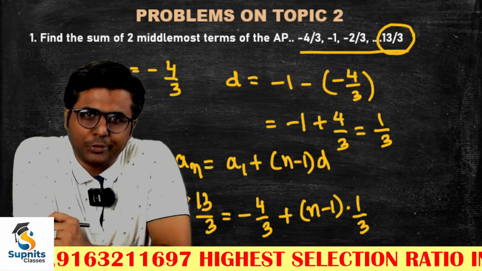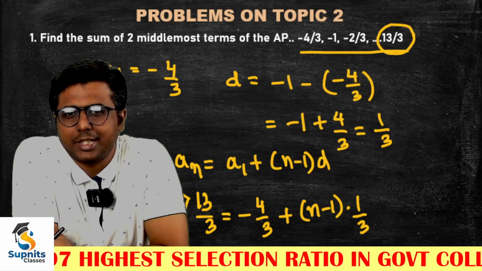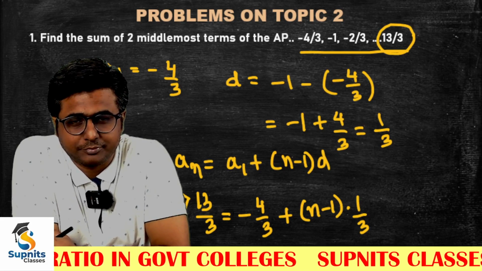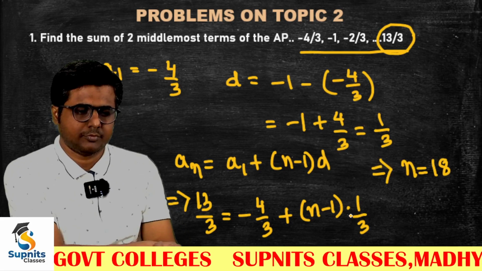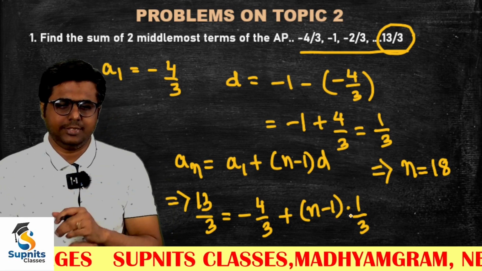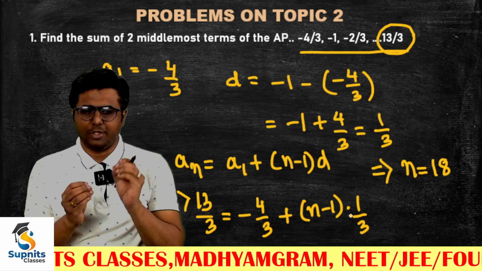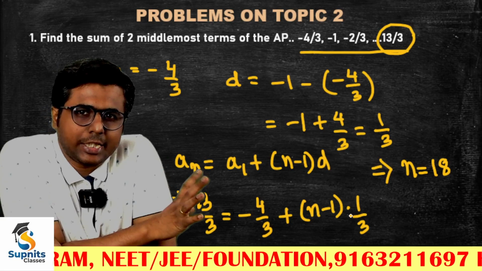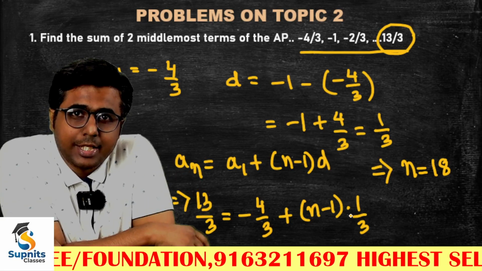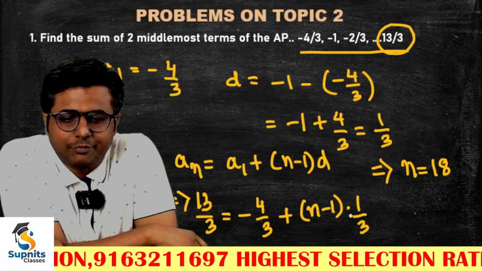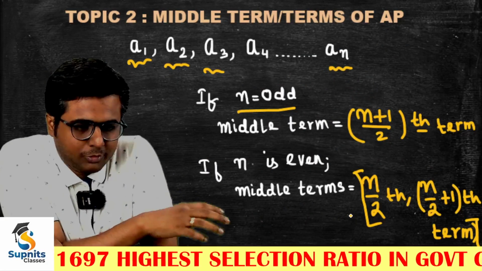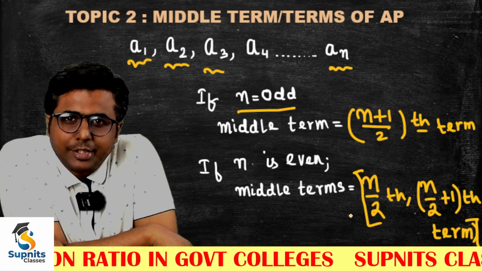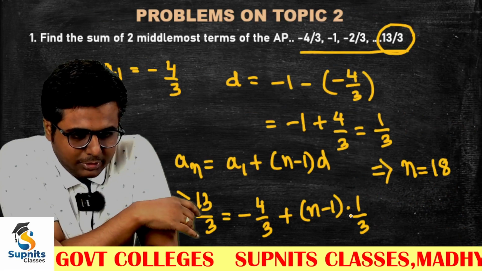Why don't you pause the video for a few moments and try it by yourself and then check my answer. I think that will be better. Guys, have you hit the target? If you have hit the target, everything is alright, n is equal to 18. And as the number has come out even, that makes me even more confident, because I have already studied that if the number is even, then there will be two middle terms, and that is what has been asked over here.